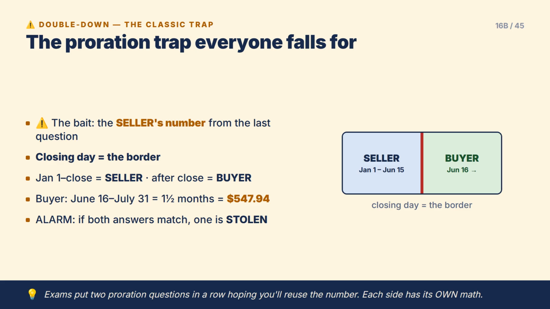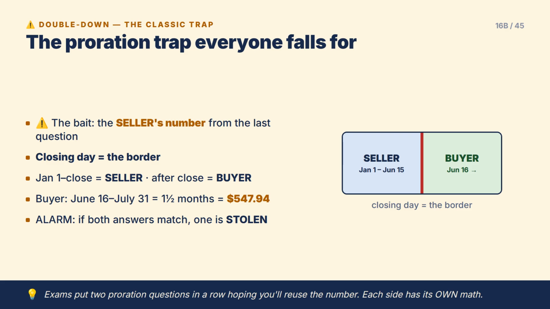Now slow way down because this next one catches almost everybody, and it usually catches them with the exact same wrong answer. The question: how much does the buyer owe in prepaid taxes from June 16th through July 31st? The tempting answer is $2,009.12. Here's the problem. That's the seller's number, the one you just calculated on the previous question. Exams love to put two proration questions back to back, hoping your brain will reuse the number it just worked for, and it usually does.